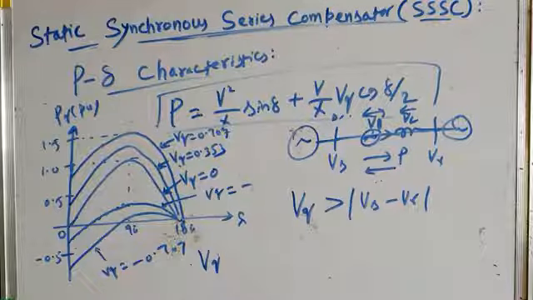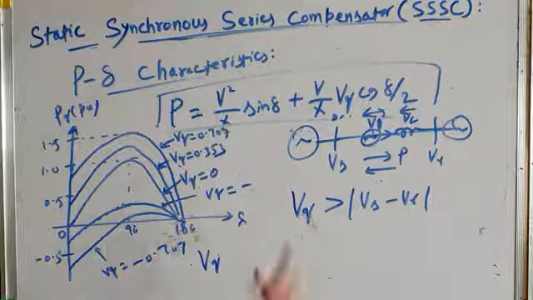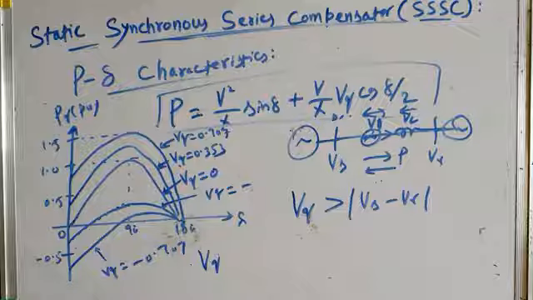So although series capacitive compensation and SSSC compensators both are series compensators, now you can see that the SSSC compensator, which is this converter based compensator, is much more flexible than the series capacitive compensator, and it can do many jobs. I mean, it can do some additional functions which cannot be done by a simple capacitive compensator.